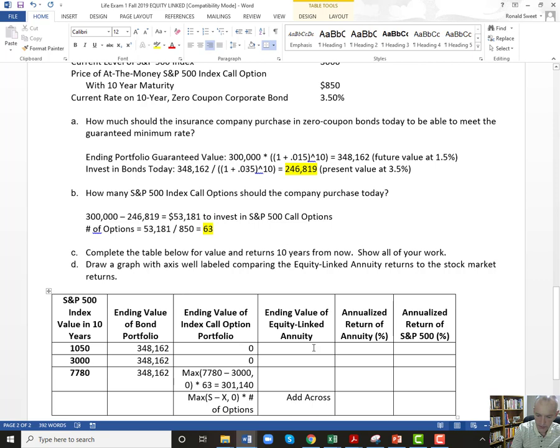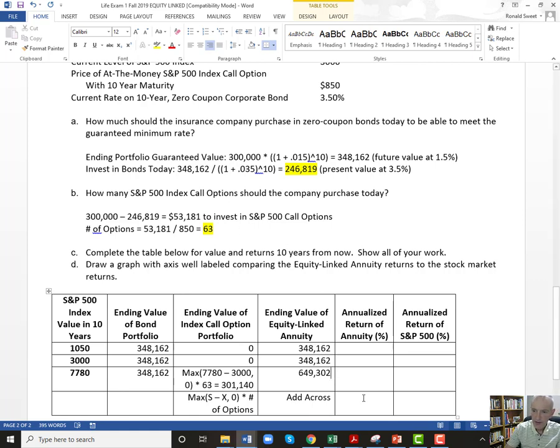So here, 348,162, 348,162, and here we just add across. We add across, we get 649,302. All right, so there's the value of our equity-linked annuity.